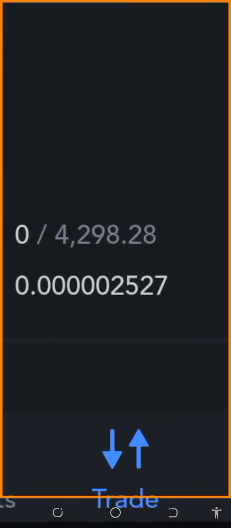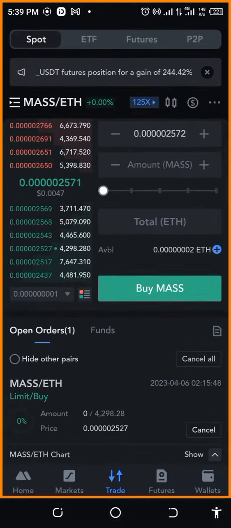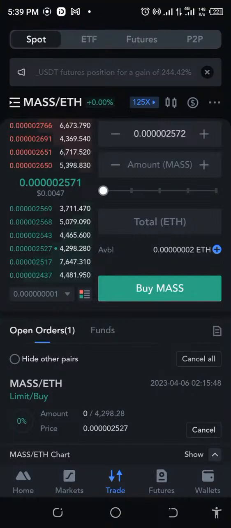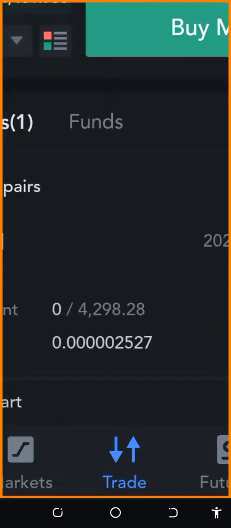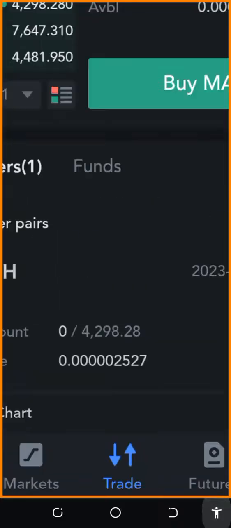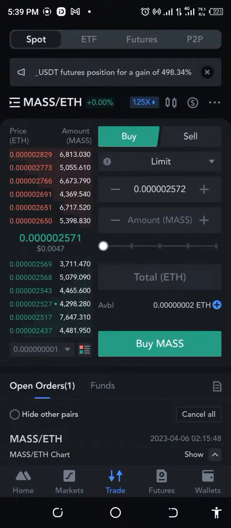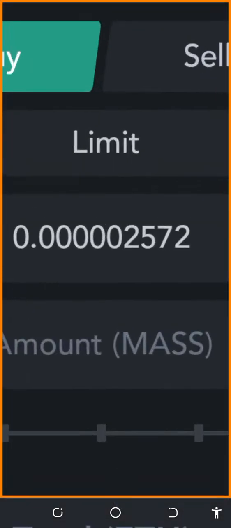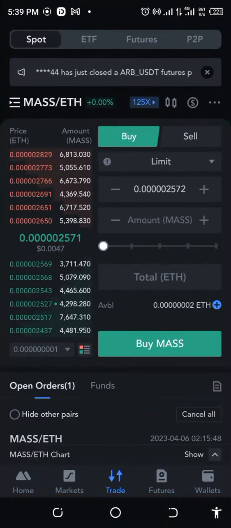This was the price where we fixed it to buy our MASS. As you can see, we fixed the price for us to buy it at 0.00002527. Look at the price right now. The price right now is 2572. Well, it looks like we've been stuck. It's been up and down, going to 2550, 2540. It's just been hovering for the past 3 days.